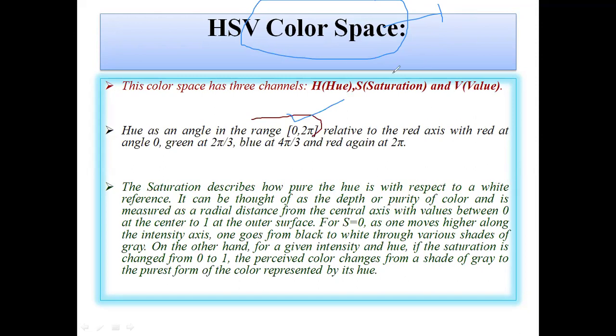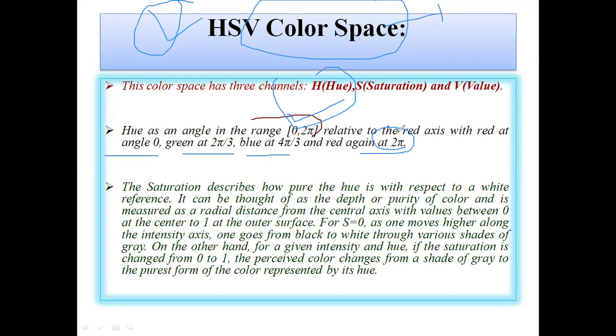So go through it. Now, one more color space we are going to discuss today is the HSV color space. Hue is an angle in the range 0 to 2 pi relative to the red axis, with red at angle 0, green at 2 pi by 3, blue at 4 pi by 3, and red again at 2 pi. Remember: red at angle 0, green at 2 pi by 3, blue at 4 pi by 3, red again at 2 pi.